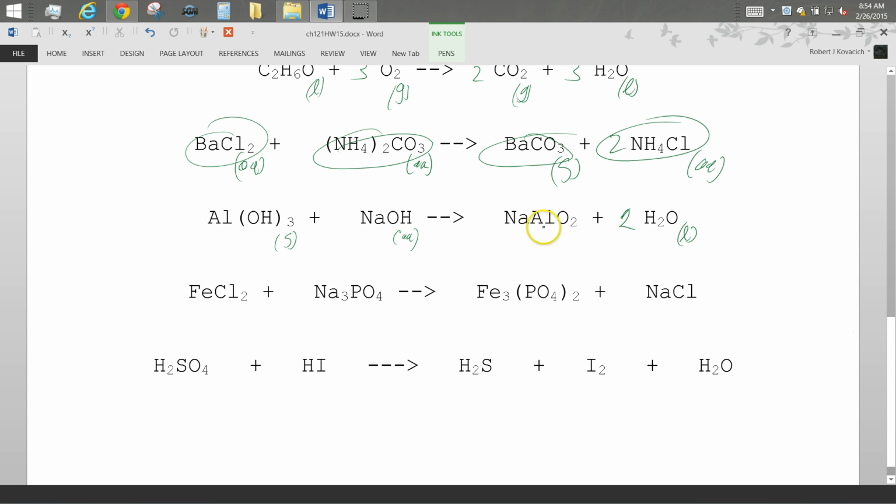And so is this guy here going to be soluble? There's a sodium there. You still have a sodium there, so everything in group A is soluble. Right. So this guy here is going to be aqueous.